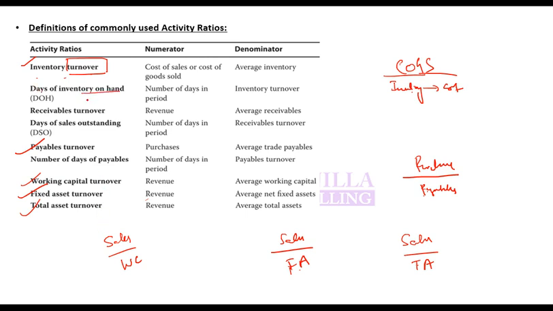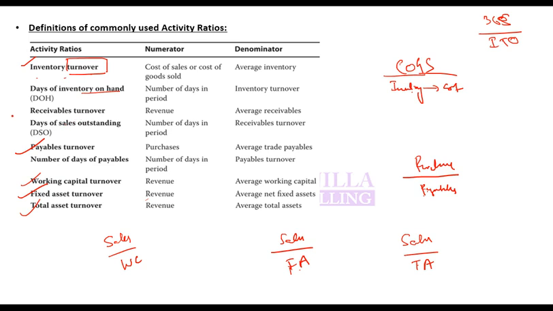Now what are days of inventory on hand? That tells you for how many days you actually hold inventory before you sell it. From buying till selling, how many days are there for which you hold it. It is simply 360, or 365, the number of days in a year, divided by inventory turnover.